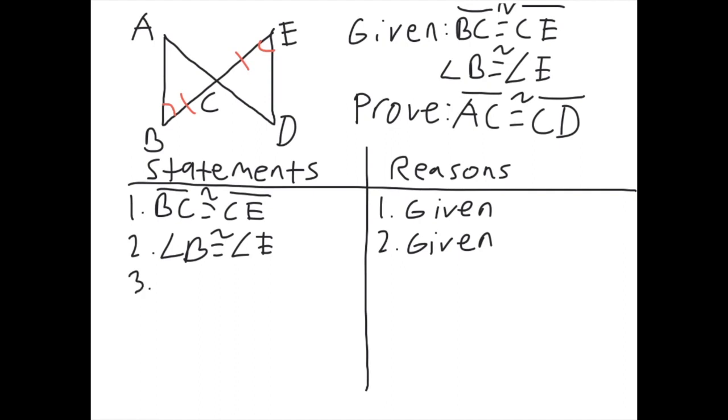So, angle ACB, remember you have to say it with all 3 letters because angle C could be a bunch of different angles, is congruent to angle ECD. Just make sure that the C is in the middle for both. And we know that because they are vertical angles.